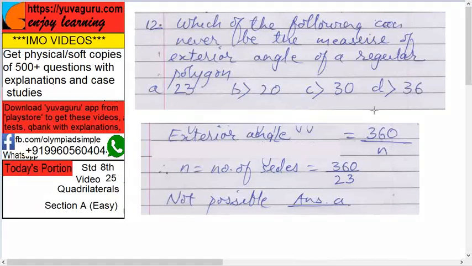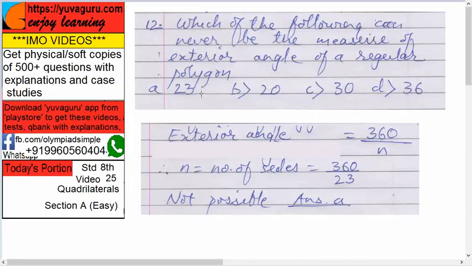Now what we can do is, we know these are exterior angles, so we know this part. So what we can do is take n on this side and exterior angle below. So what happens? n, the number of sides, equals 360 upon each of these angles. Now check each one. 360 upon 20 is possible, answer is 18. It's an integer. 360 upon 30 is possible, answer is 12. 360 upon 36 is possible, answer is 10.